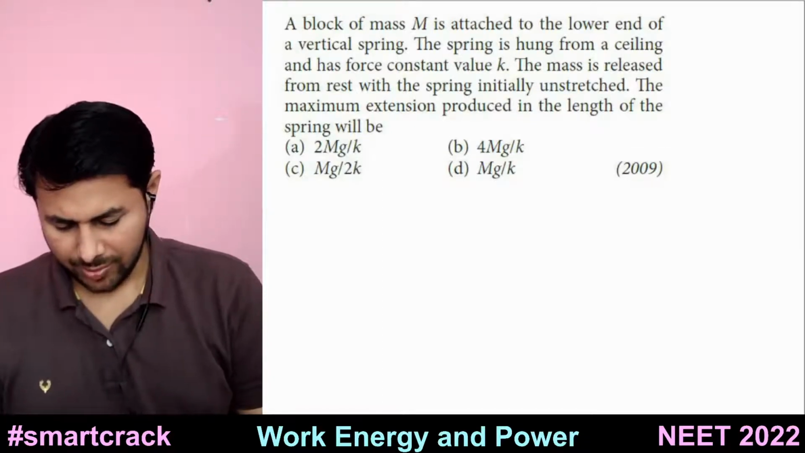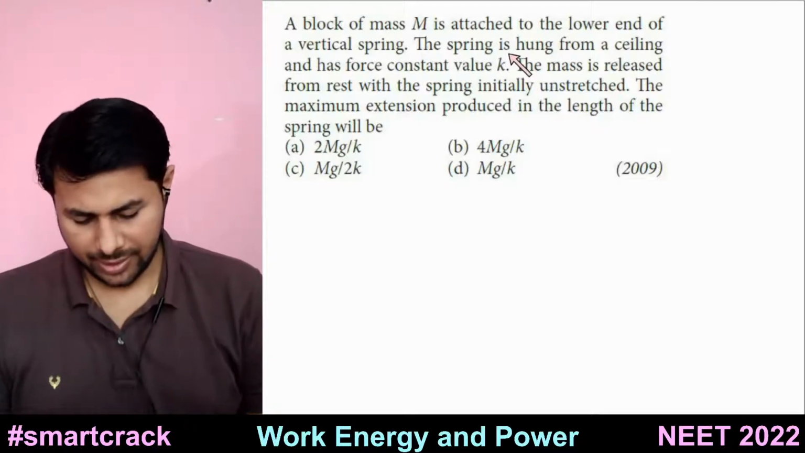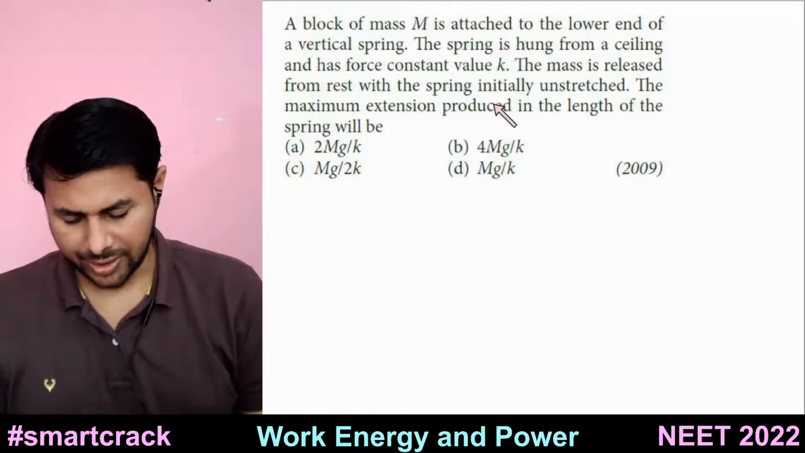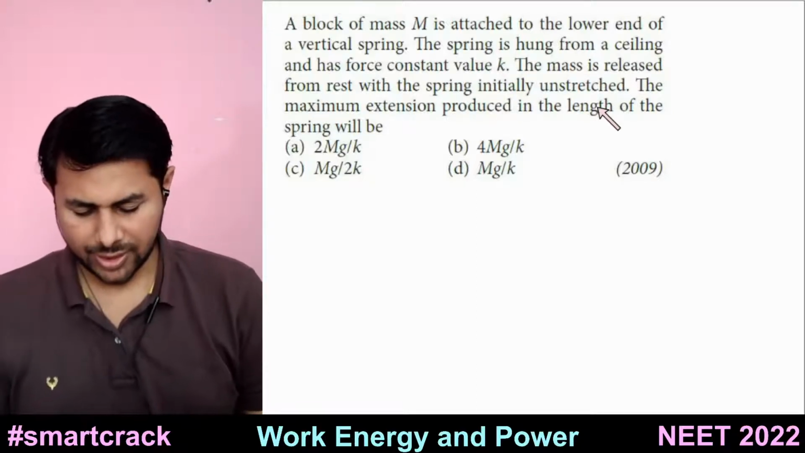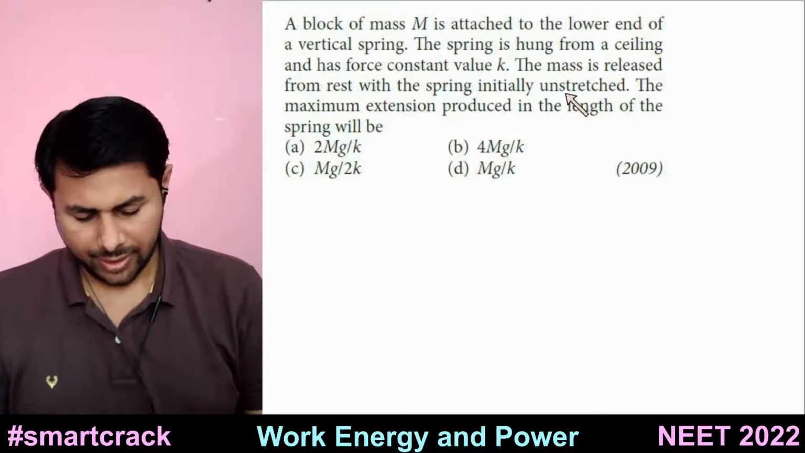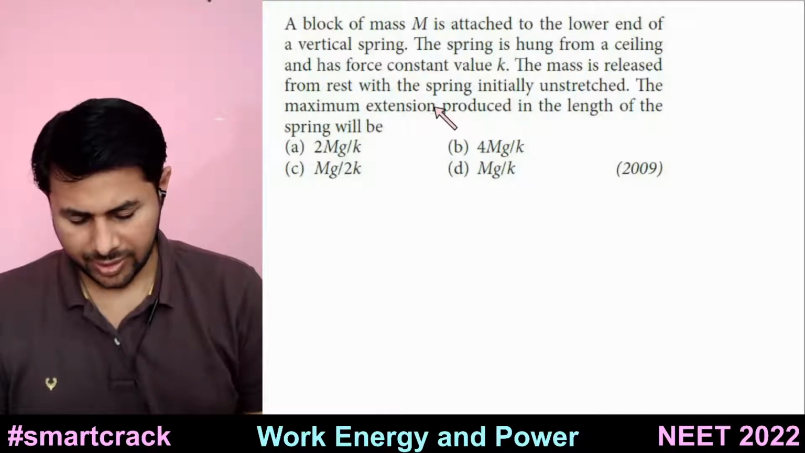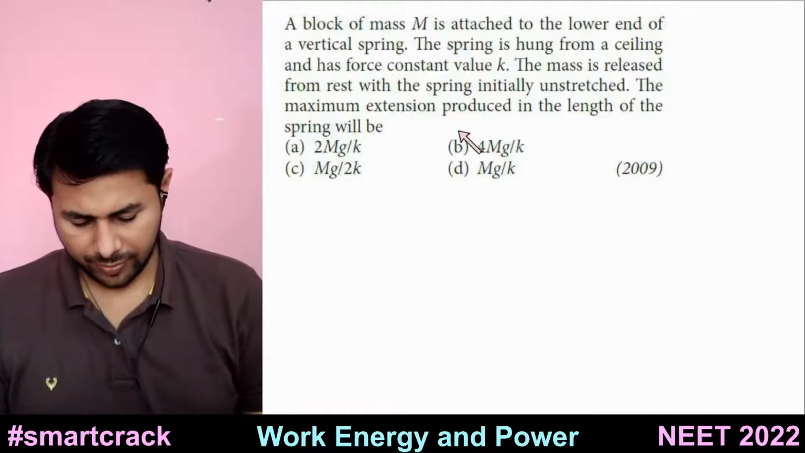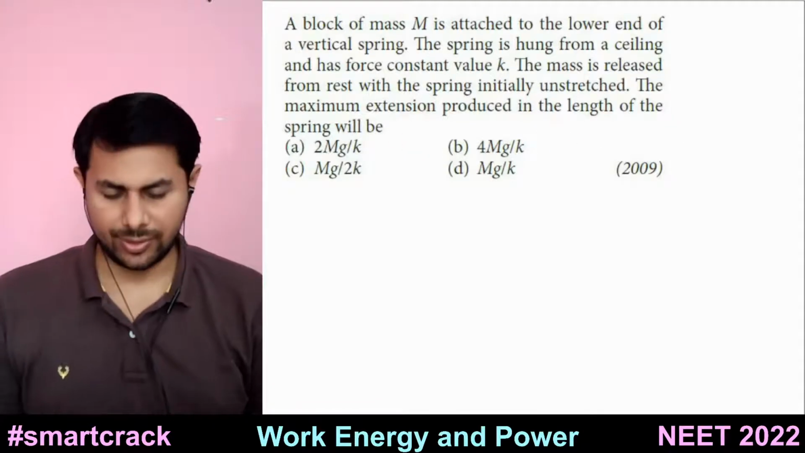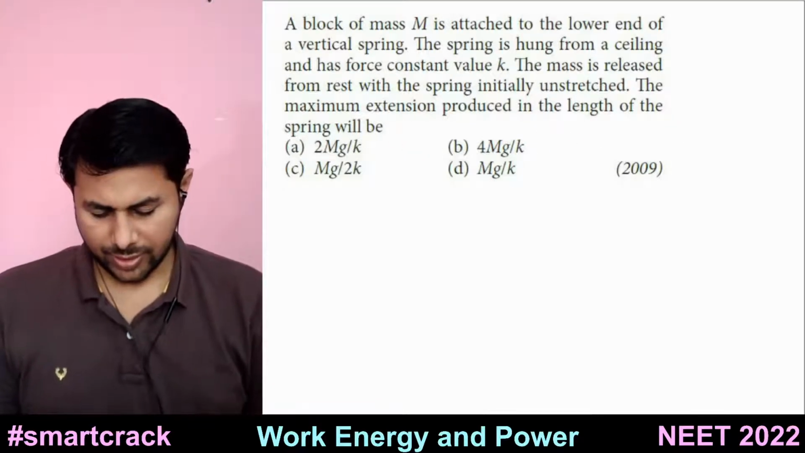Next question. A block of mass capital M is attached to the lower end of a vertical spring. The spring is hung from the ceiling and has force constant value K. The mass is released from rest with the spring initially unstretched. The maximum extension produced in the length of the spring will be. Okay, so this is the question.